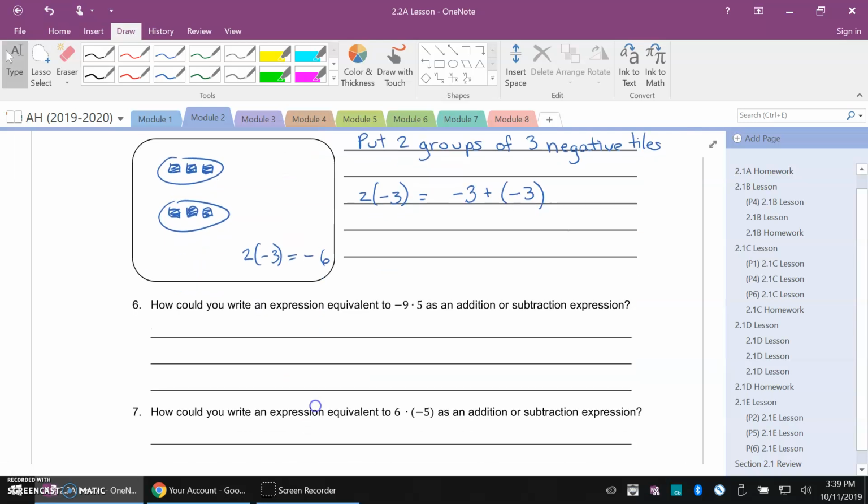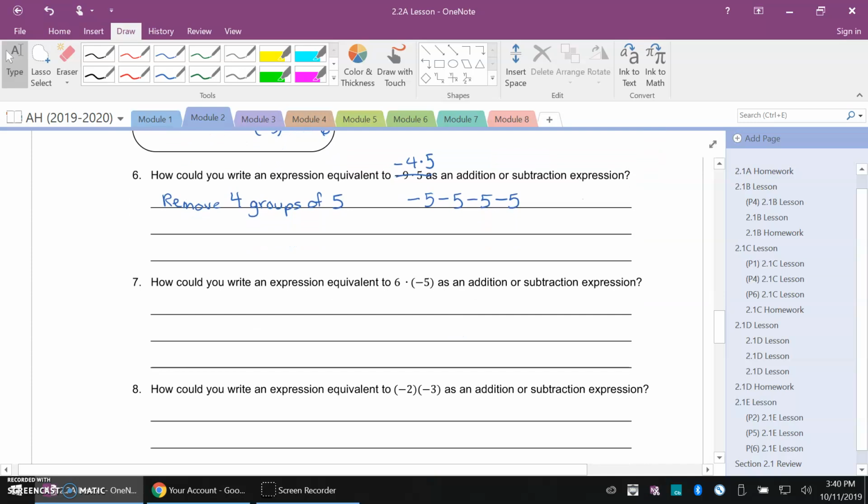So let's take a look just at not modeling and what the equivalent expressions are. But we're going to change the numbers so that you have less work to do. So it says, how could you write an expression equivalent to negative 4 times 5 as an addition or subtraction expression? So what this actually means is to remove 4 groups of 5. So we remove 5, remove 5, remove 5, remove 5.